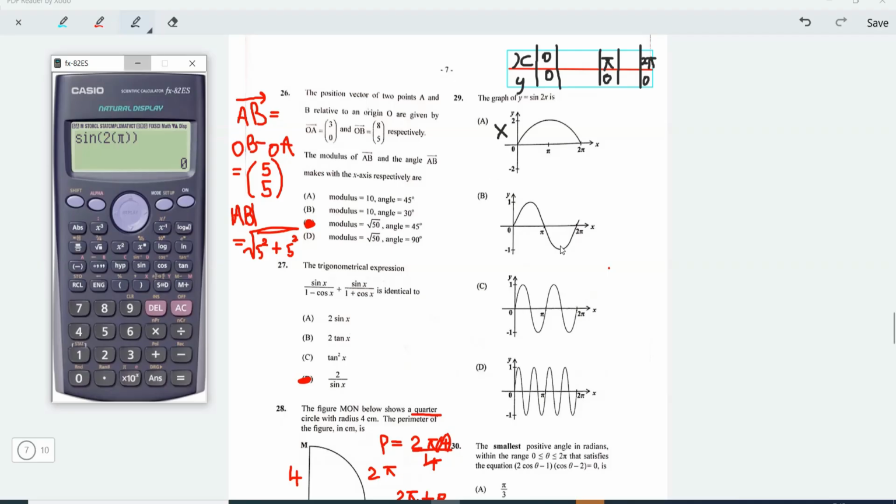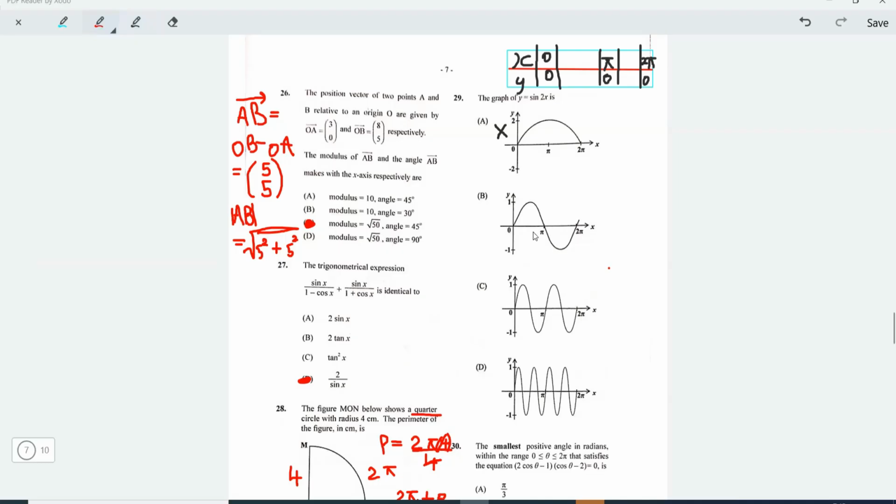What happens at maybe pi by 2? What happens at pi by 2? The sine of 2 times pi by 2 is the sine of pi, and the sine of pi is 0. So at pi by 2 it should be 0. So this one is out, this one is out. Now let me show you why.